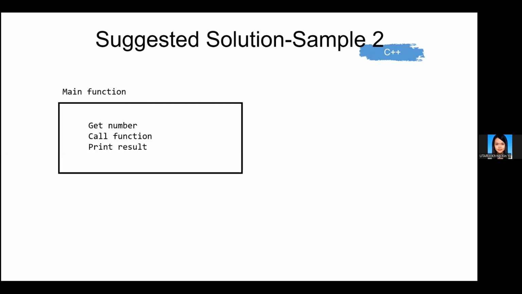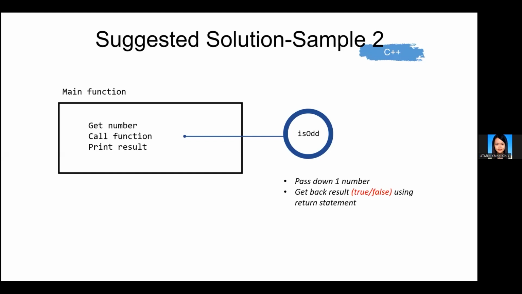Then after that, we will call the function. This is a function, or I will just name it isOdd. This is used to check whether the number is an odd number or not. Okay, so I will just focus on passing down one value keyed in by the user, right? So I will just pass down one number. And then after that, will the function return any result to us?